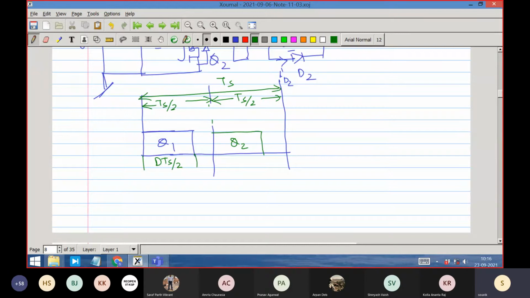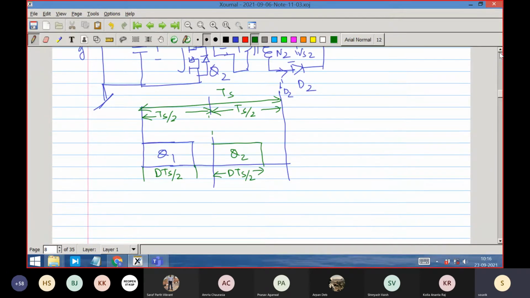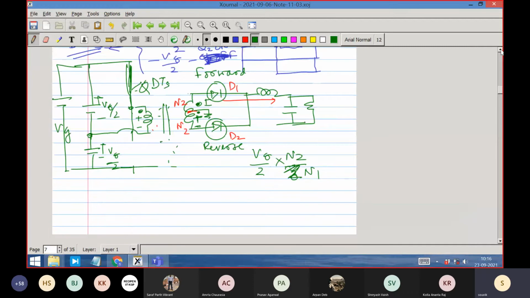Output voltage I will relate to the input voltage by D. So here it is dTs, here also it is dTs by 2. These two things are there. Rest of the time both Q1 and Q2 are off. This is how it is operating. Let's see what is happening. Let's not make our mind clear and simply see what is happening.